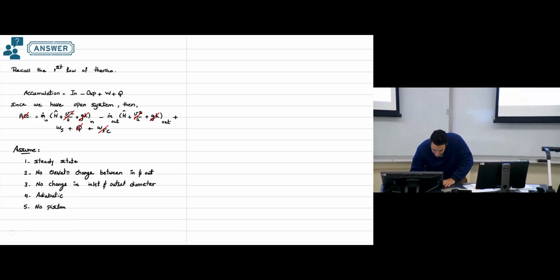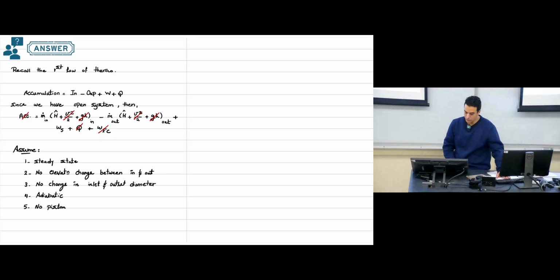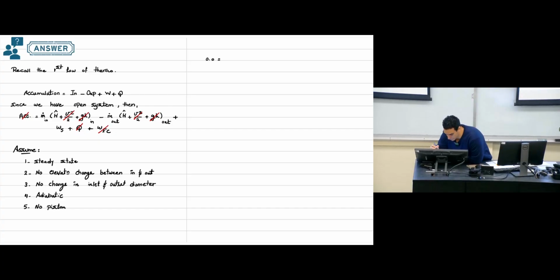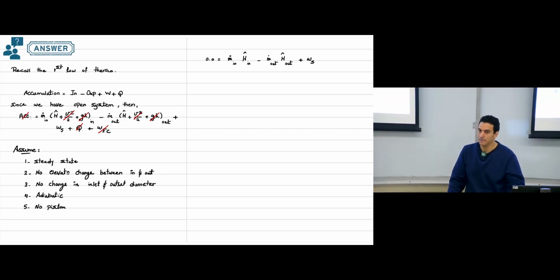So as a result of these assumptions and based on the equation we have, we can say the first law of thermodynamics will be 0 equals m dot of the inlet times specific enthalpy of the inlet minus mass flow rate of the outlet times specific enthalpy of the outlet plus shaft work. So this will be the final form of the energy balance equation we have.